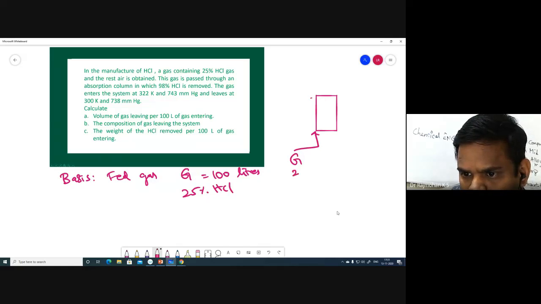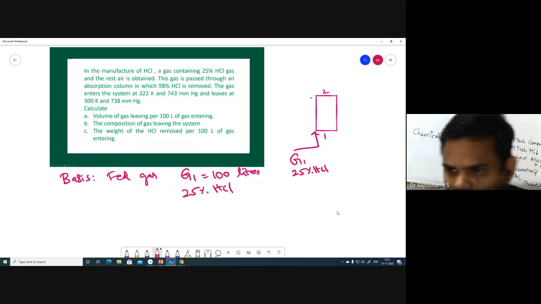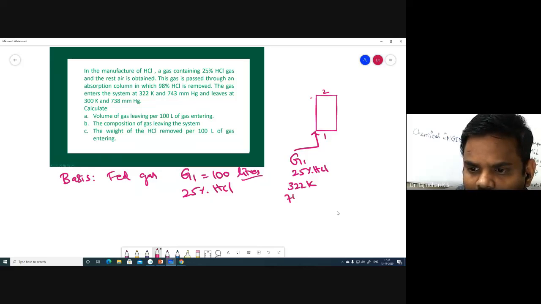We have a gas entering with 25% HCl. Bottom condition 1, top condition 2, means we have G1. We have 100 liters of gas entering. It is given in volume, and temperature and pressure conditions are given. It enters at 322 Kelvin, 743 mm mercury.